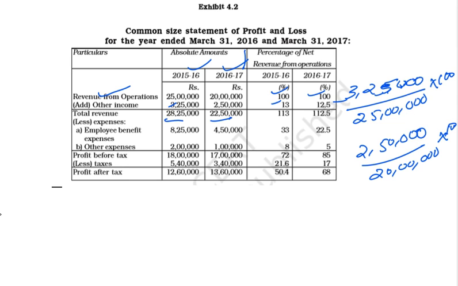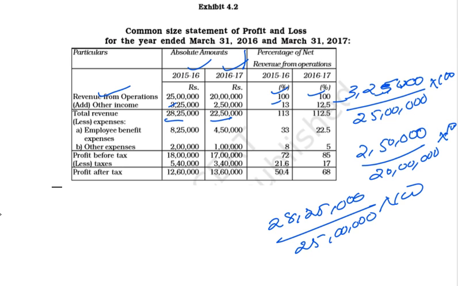Again this amount converted on the basis of that basis into percentage. That means 28 lakh 25,000 divided by 25 lakh into 100. Check is it getting this one or not? Okay, up to here means profit before tax we are coming like that, and then less tax.